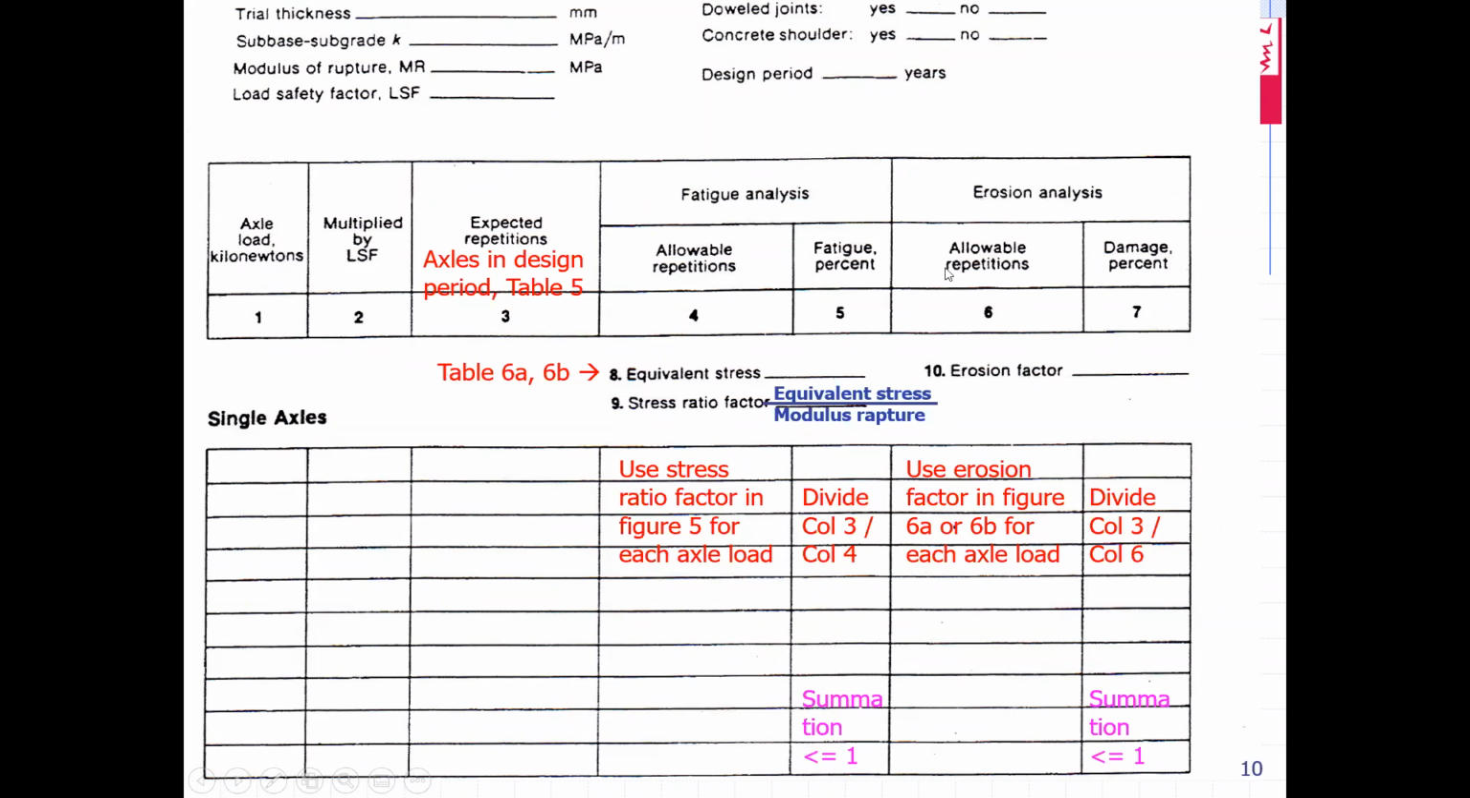For the erosion, you will be reading the allowable repetitions from a figure, and you will be doing expected over allowable, that will be your damage. It's the same concept.